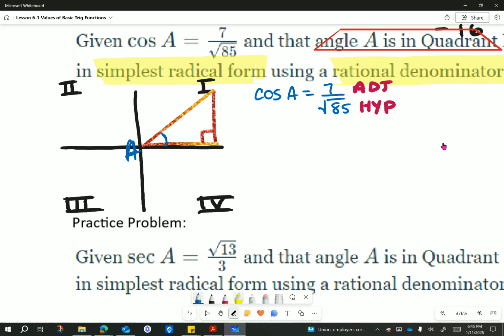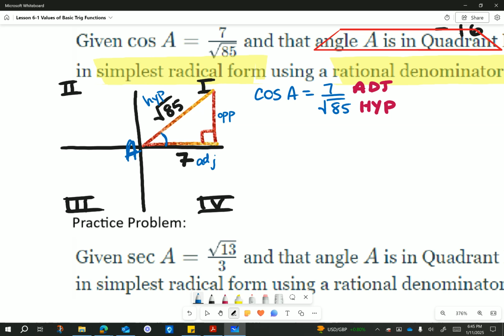So if I'm standing right here, I know that this and this are my legs. So my adjacent leg is going to be the leg that is closer to me. So that, in this case, is this leg, a 7. My hypotenuse is square root of 85. And the opposite side, I don't know what the length is. This is my adjacent, okay? And this is my hypotenuse. So sometimes labeling it will also help, okay?